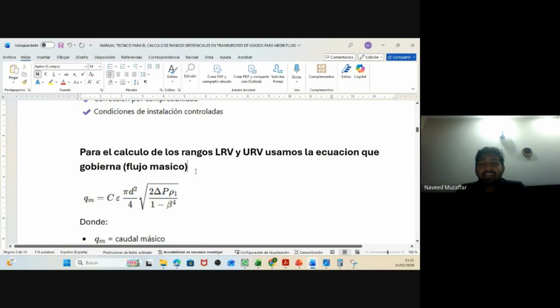So if the minimum and maximum flow rate are also given at these ranges, 0 to 750 millimeters of water, then if I have to calculate at the middle of the differential pressure, what will be the flow rate?